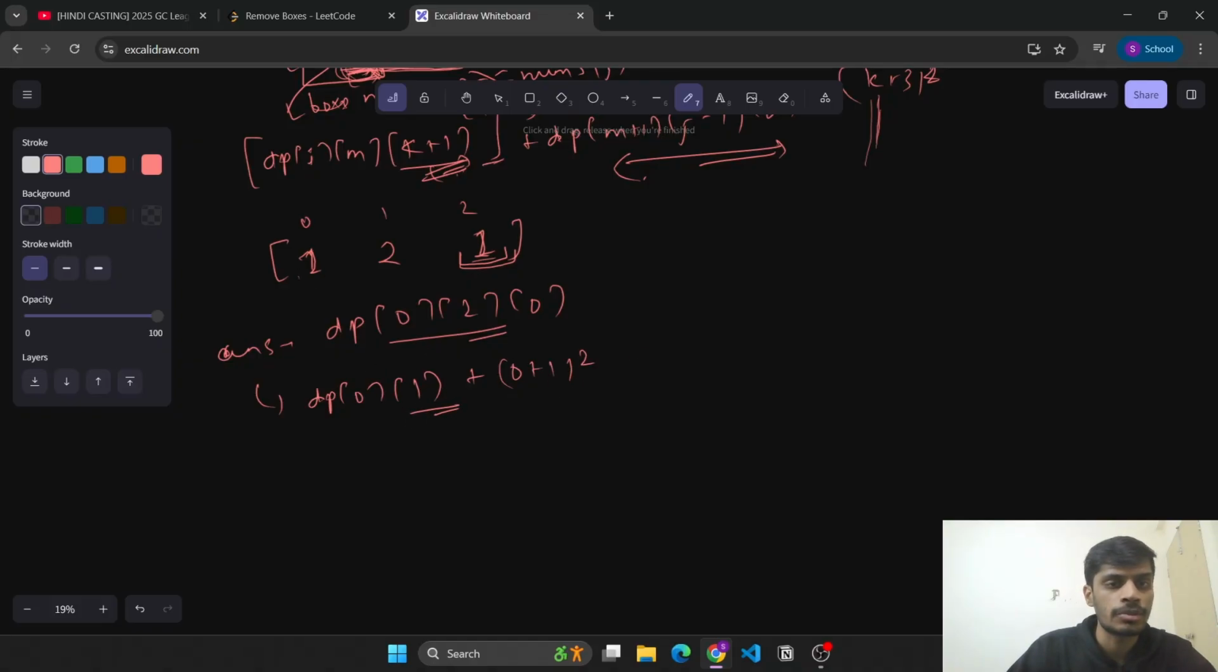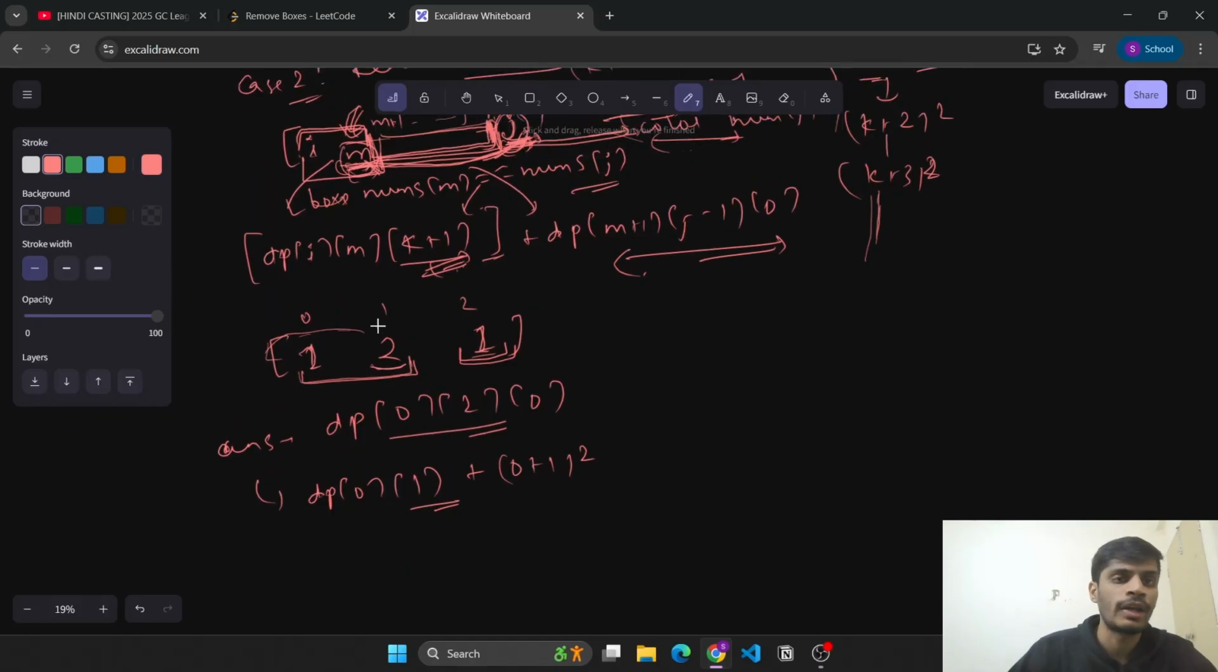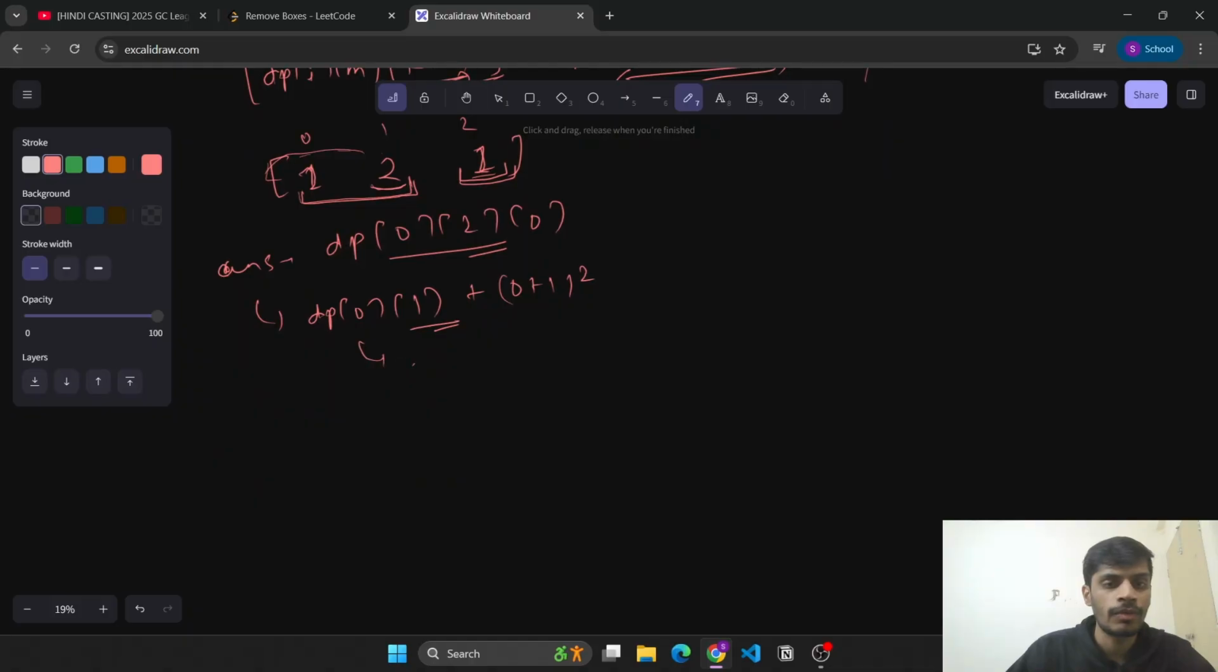Now we need to solve this problem. Again we can either remove this, or we need to find some 2 before, but no 2 exists because we need to find some m which is same as nums of j. So here we'll simplify it to dp of 0 0 0, plus 0 plus 1 whole square, and this one is already there. Now this will give us result 1. So 1 plus 1 plus 1, which gives us 3 only.